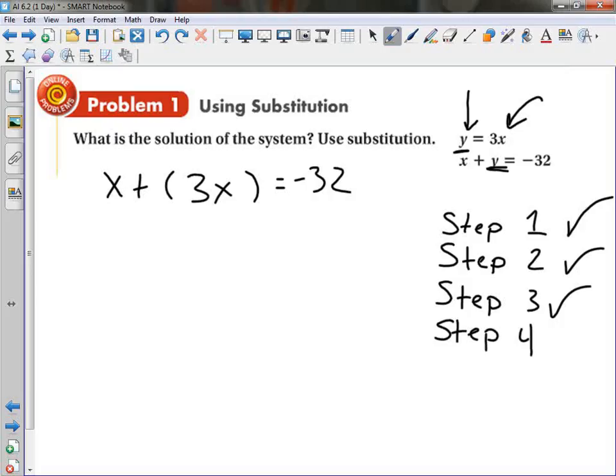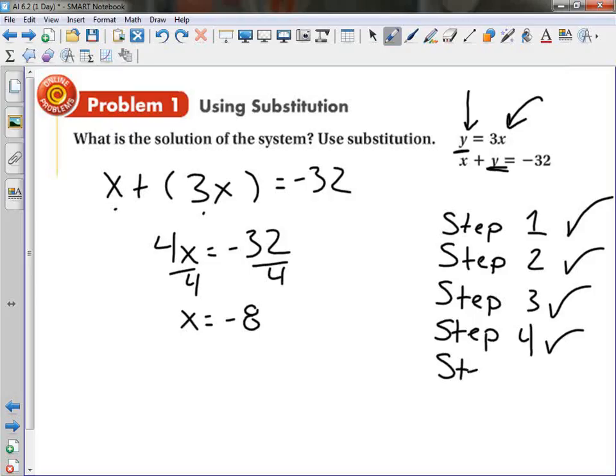Step 4 is to solve, which means I have x plus 3x is 4x, and that's equal to negative 32. Divide by 4, we get x is negative 8. Step 4 is done. And step 5 is to substitute into the other variable, or the first equation, and then solve.